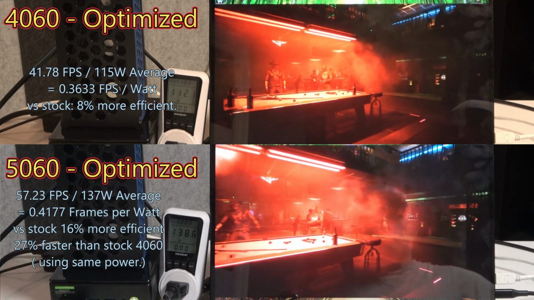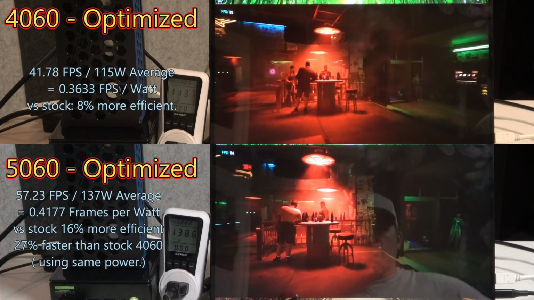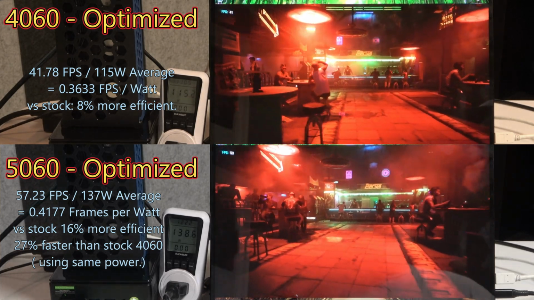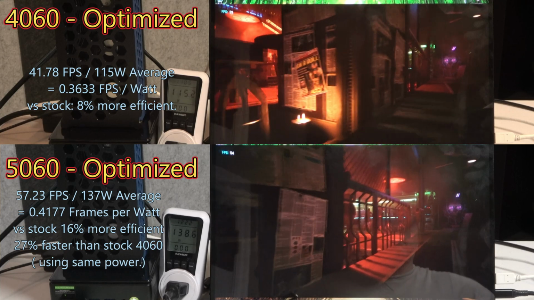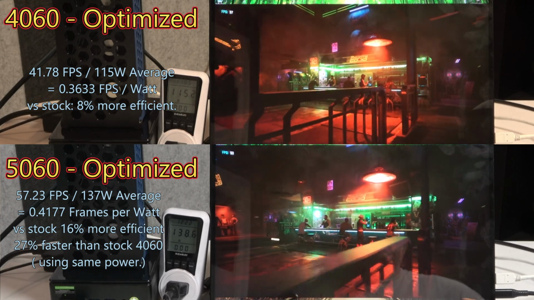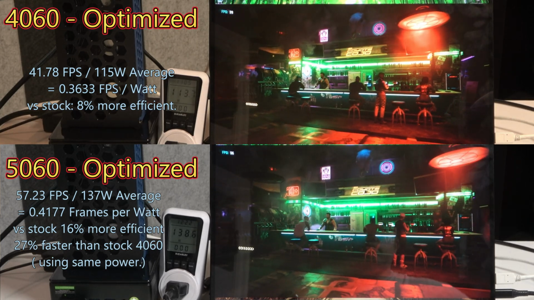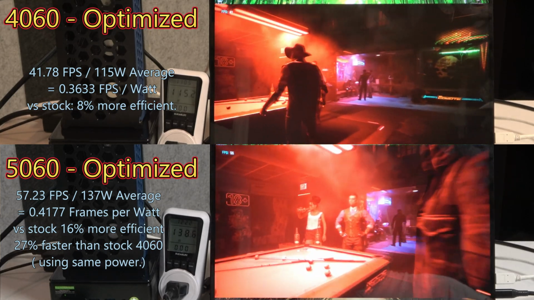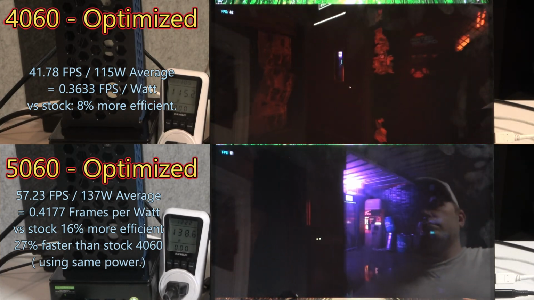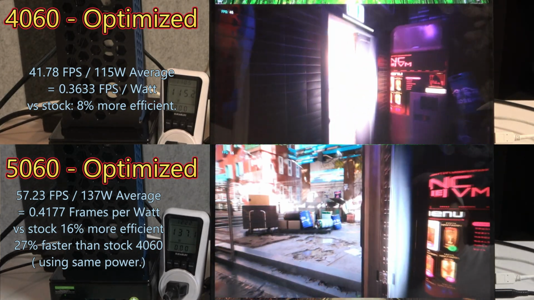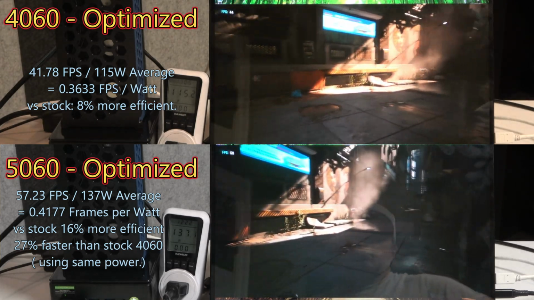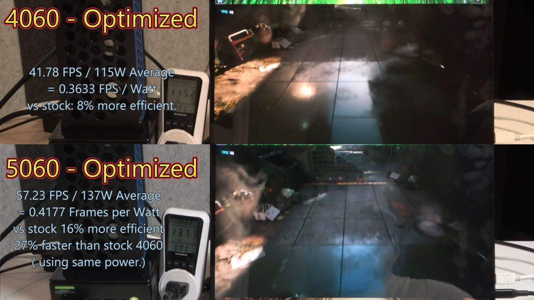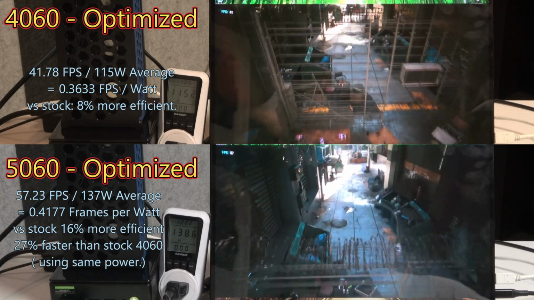Okay, back to Cyberpunk. And these results were also very interesting. The 4060 with optimized settings used about 115 watts on average and only got 41.78 frames per second. It's actually a little slower, as to be expected generally, but it was 8% more efficient, getting 0.3633 frames per second per watt. The 5060 in this optimized setting used 137 watts on average and had a great efficiency score there, highest we've seen, obviously, 0.4177 frames per watt. Versus the 5060 in its stock power configuration, this was 16% more efficient.